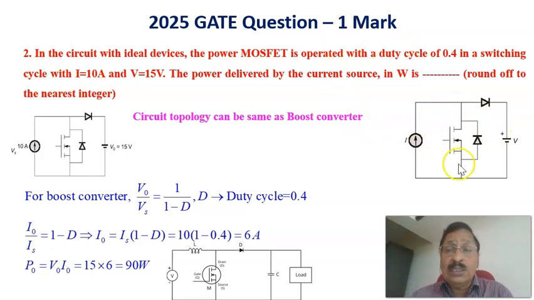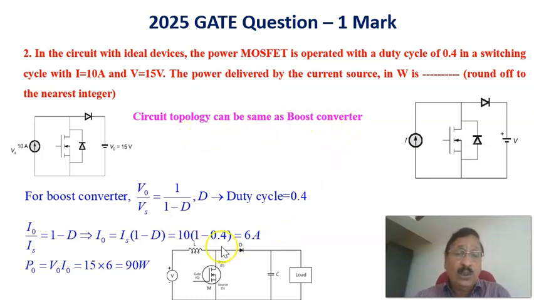Now coming to the circuit that is given here, we are substituting these values of the current as well as the voltage. The current is equal to 10 amperes, and the voltage is equal to 15 volts, and this is the MOSFET, and this is the diode. We can consider this circuit topology to be similar to the boost converter.